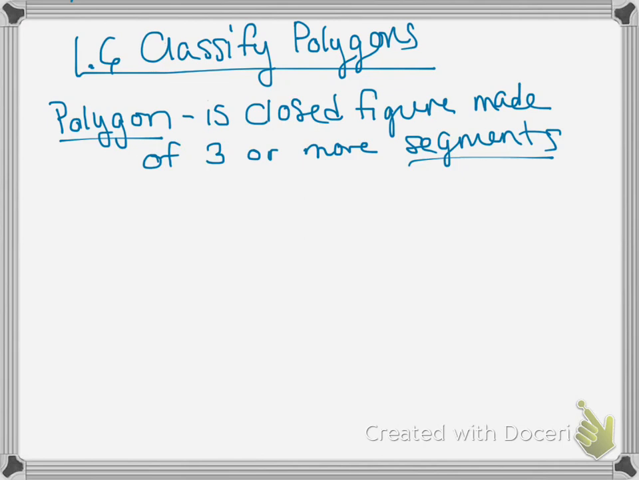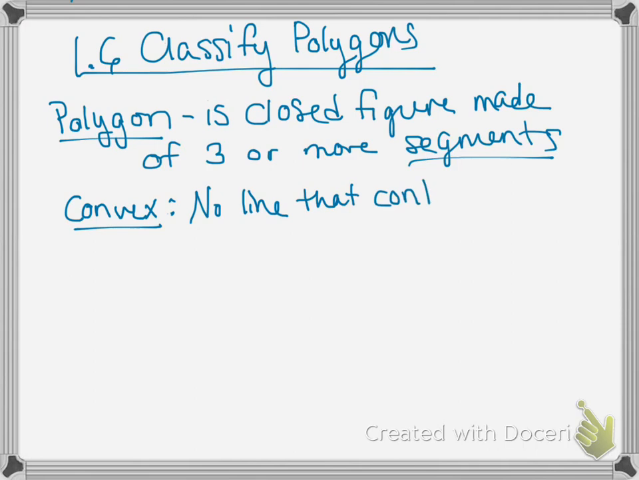All right. Now, we could have convex polygons and something that's called concave, and we'll go over that in a minute. But a convex is when no line that contains a side contains a point on the interior.